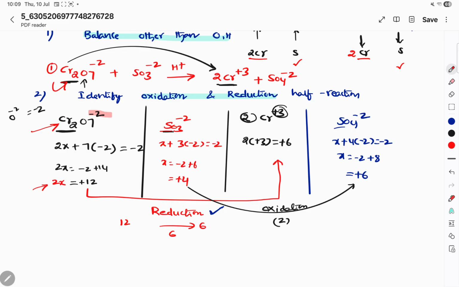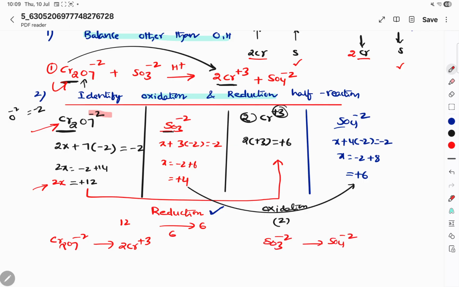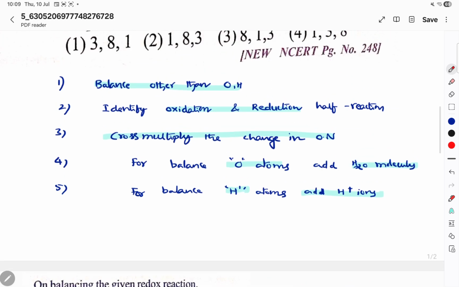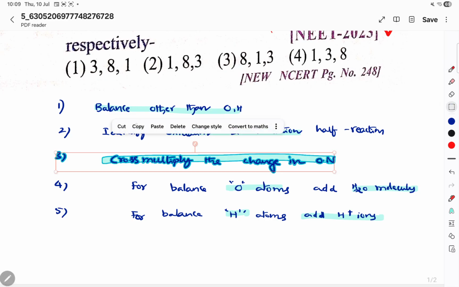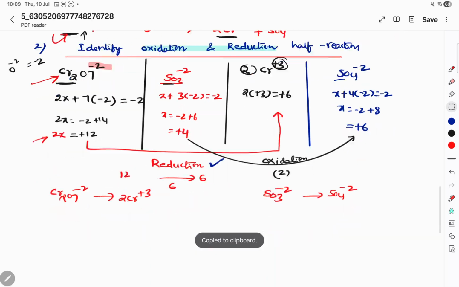What is the second rule? Identify the oxidation reaction and the reduction reaction. What I observed? Dichromate ion to chromium ion decreases. Decrease in oxidation number is called reduction. Sulfite ion to sulfate ion increases. Increase in oxidation number is called oxidation. Now, rule number 3. What is rule number 3? Cross multiply the change in oxidation number.